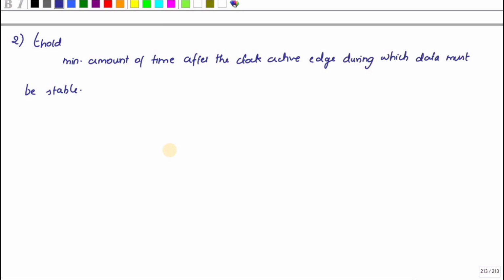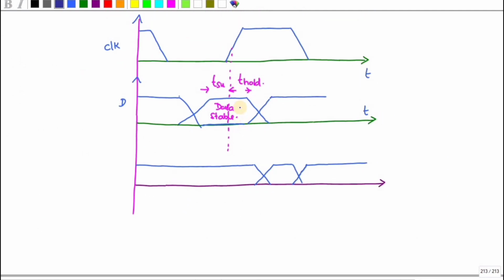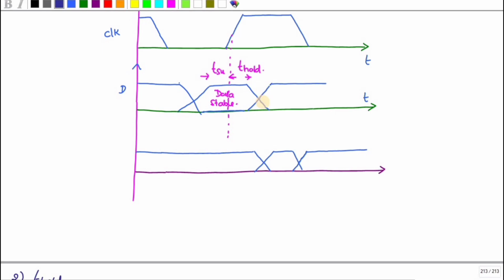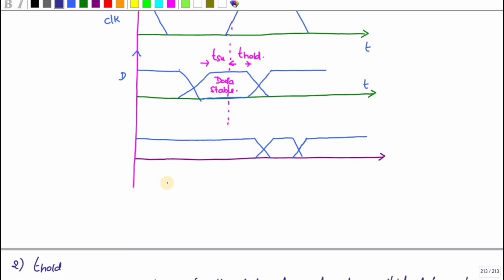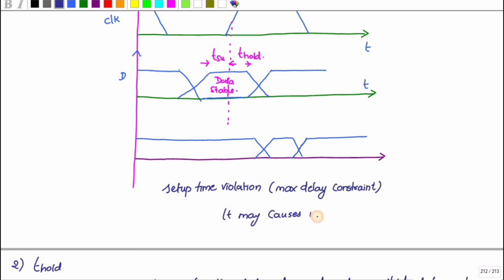If there is any violation, suppose the data is changing during this period, it will result in a setup time violation. This is also called the maximum delay constraint. It may cause incorrect data to be captured.